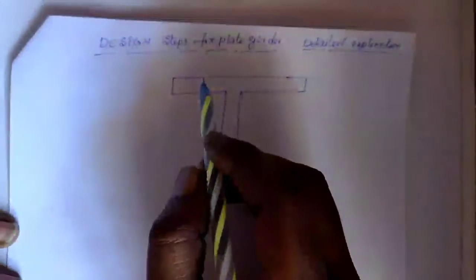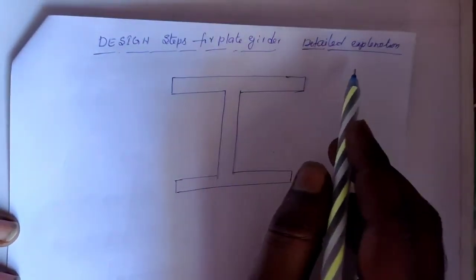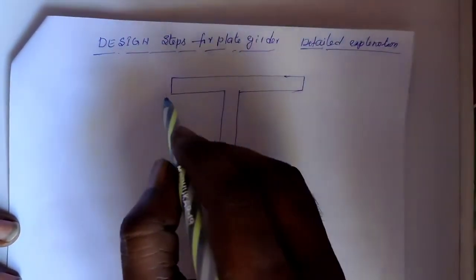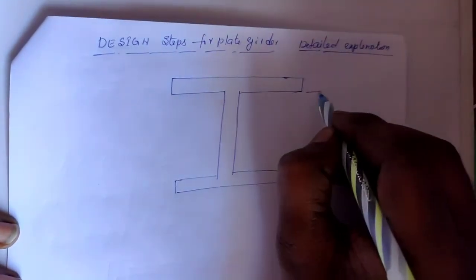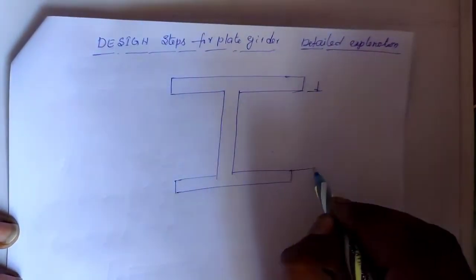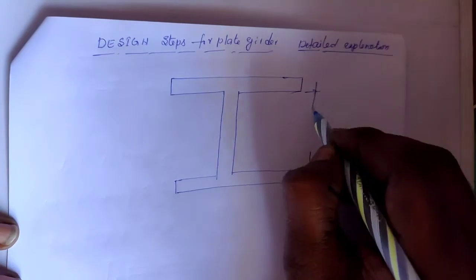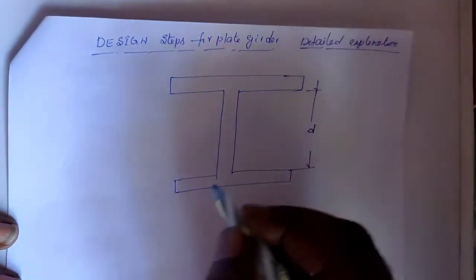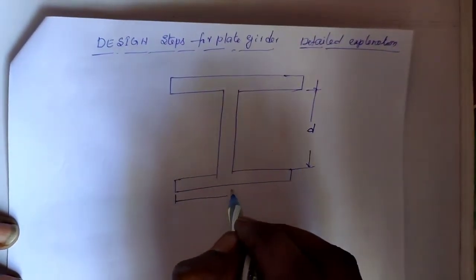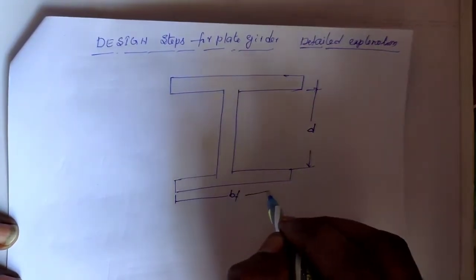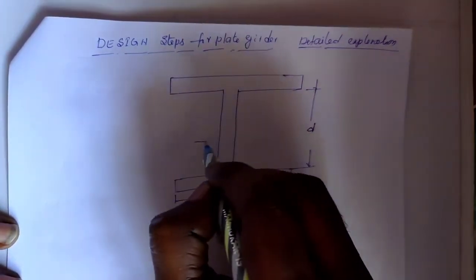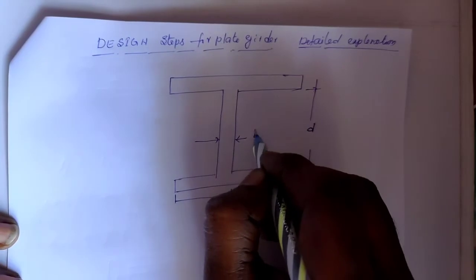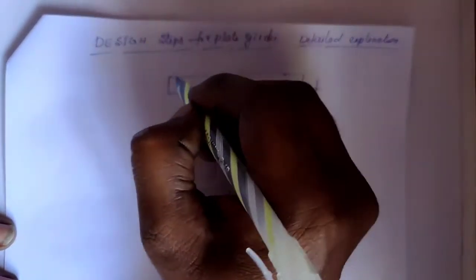Design steps for plate girder. Detailed explanation. First, draw the figure. Small d is equal to depth of web. BF is breadth of flange. TW is thickness of web.